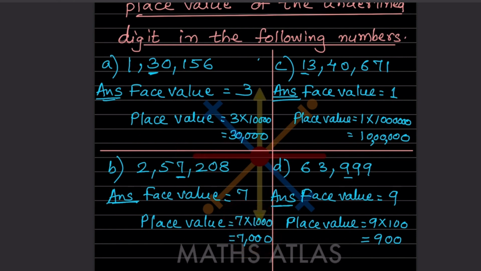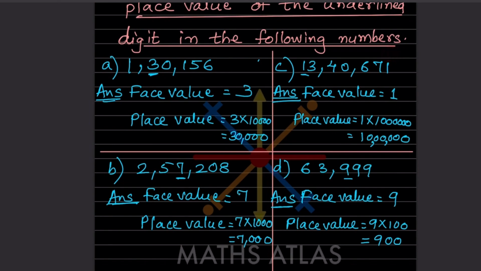Okay, so now let us go for the third problem. Here, where is it underlined? On the ones place. So face value, the number itself, 1 remains 1. Now let us see the place value. Ones, tens, hundreds, thousands, 10,000, then comes lakhs, and then comes the 10 lakhs. So here this is on 10 lakhs. Now what are you going to do? You are going to write 1 into 10 lakhs. So that is going to be 10 lakhs.